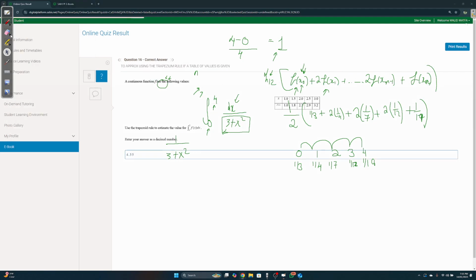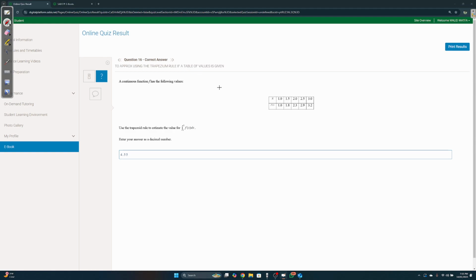So now that we explained it, I can move on a bit quicker with the second one. What's nice here is that they actually gave you the table. Use the trapezoid rule to estimate the integral from 1 to 3 of f of x dx. Enter your answer as a decimal number. So how do we do it? They gave you the subintervals. They didn't give it to you directly, but you can find it: 1 value, 2 values, 3 values, fourth value, 5th value.